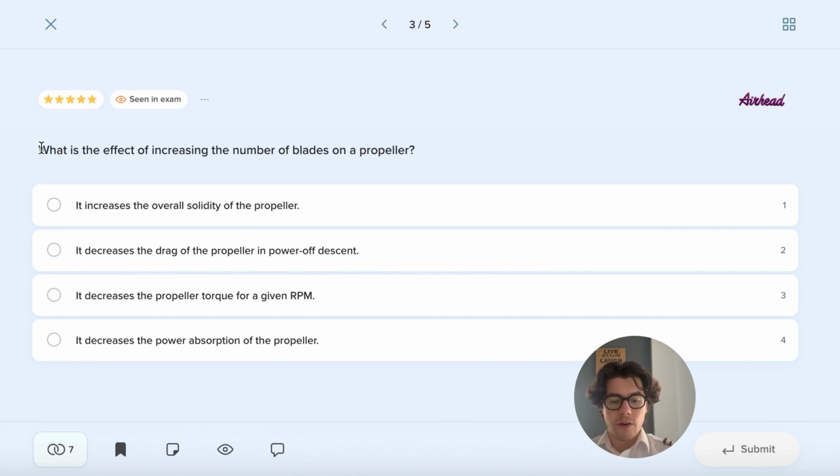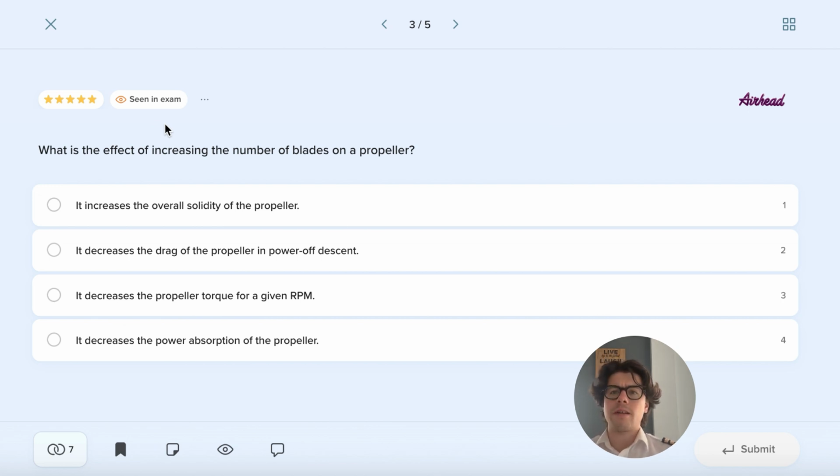What is the effect of increasing the number of blades on the propeller? Of course, there is something called solidity, which refers to the propeller blade frontal area divided by the disc area. And you can increase the solidity either by increasing the chord of a propeller or by increasing the number of propeller blades.